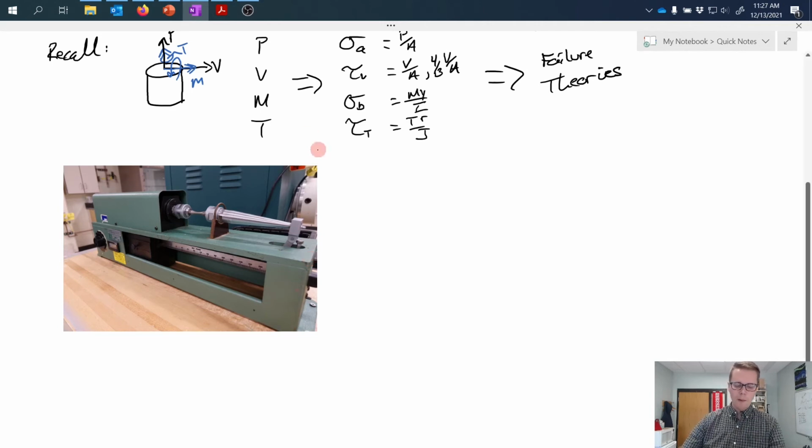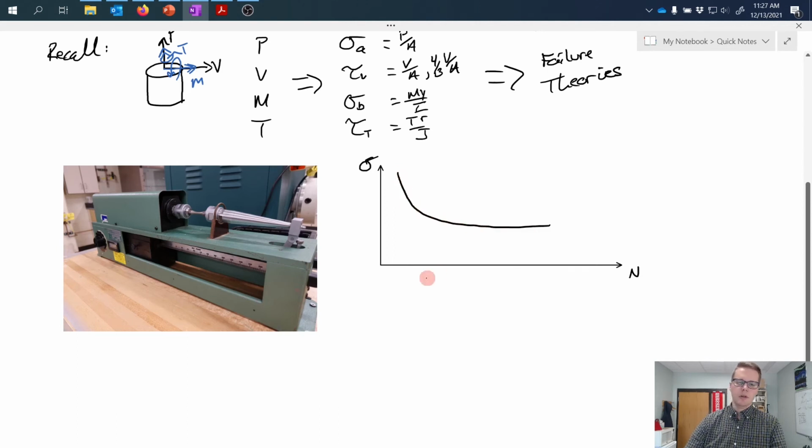And so if we were to plot that, we would find that if we plotted the stress at failure, I would get some sort of decreasing plot that shows that the stress goes down until it hits some limit, which we call the endurance limit and label Sn prime in this case.